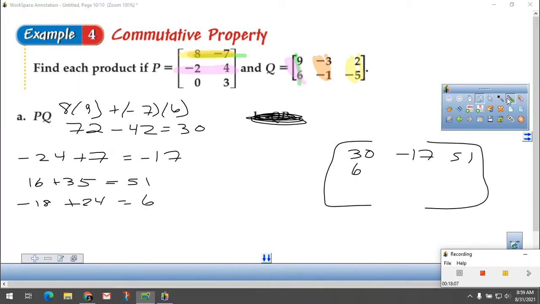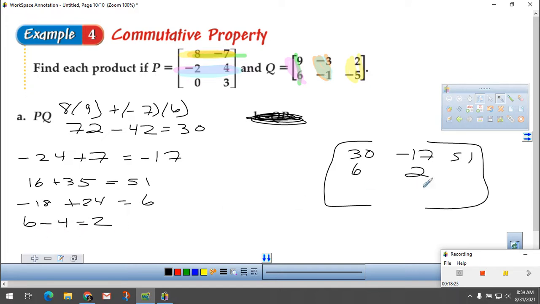And so now we can move to the second column. Still the second row, but now the second column. And so that's going to be negative 2 times negative 3, so 6, plus 4 times negative 1, so negative 4, and then 6 minus 4 is 2. Right. And now we're still in the second row, but now in the third column. So that's going to be negative 2 times 2 is negative 4. And then 4 times negative 5 is negative 20, and so negative 4 minus 20 is negative 24. And now we're done with the second row.